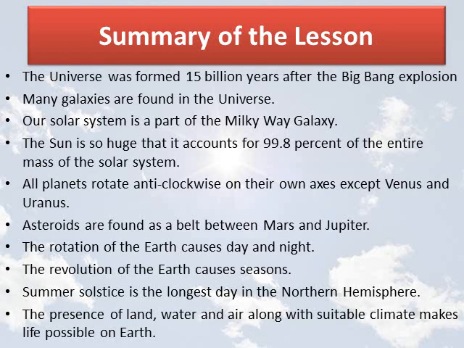All planets rotate anti-clockwise on their own axis except Venus and Uranus. And asteroids are found as a belt between Mars and Jupiter. The rotation of the earth causes day and night, and the revolution of the earth causes seasons. Summer solstice is the longest day in the northern hemisphere. The presence of land, water, and air, along with suitable climate, makes life possible on Earth.